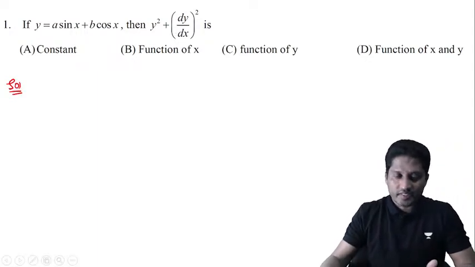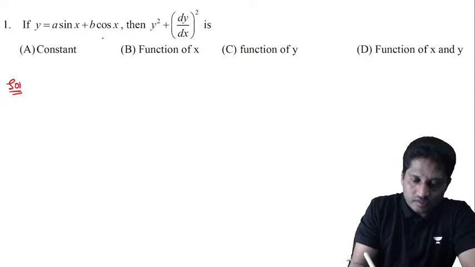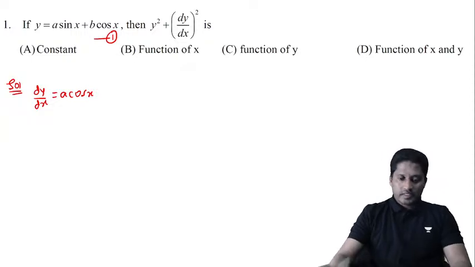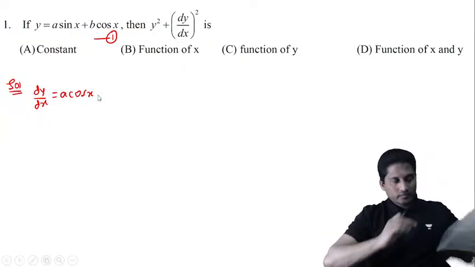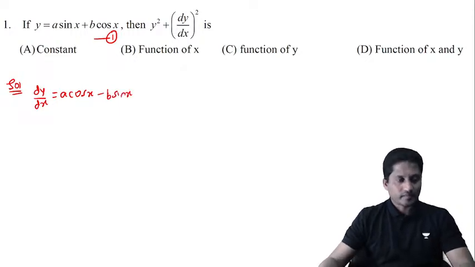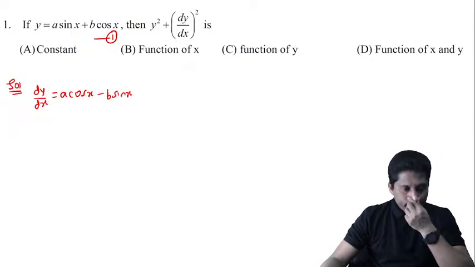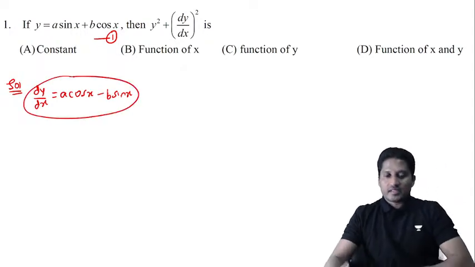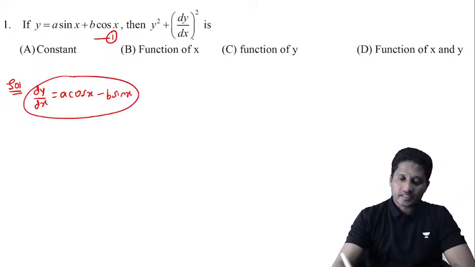Okay, let's call this equation 1. If I differentiate, dy by dx is equal to the differentiation of a sin x, which is a cos x, and the differentiation of b cos x, which is minus b sin x. Okay, this is dy by dx. I'm supposed to find out what is y square plus (dy by dx) the whole square.